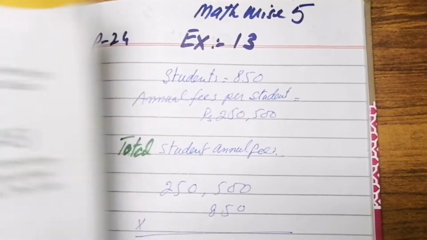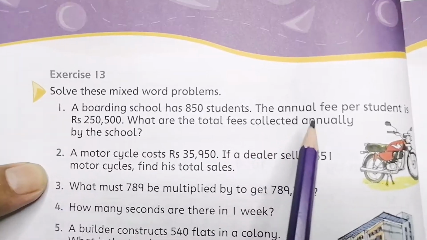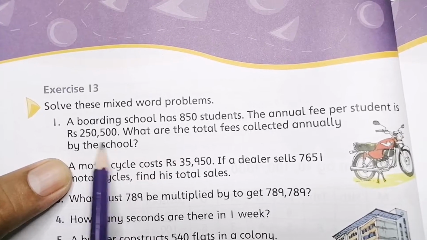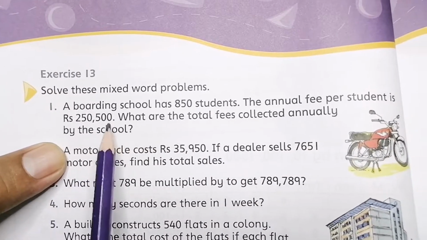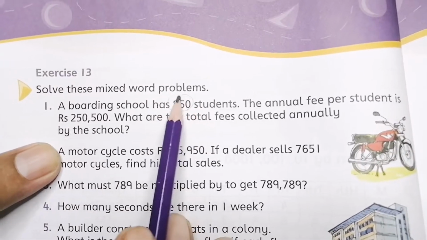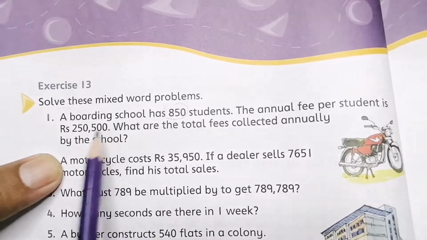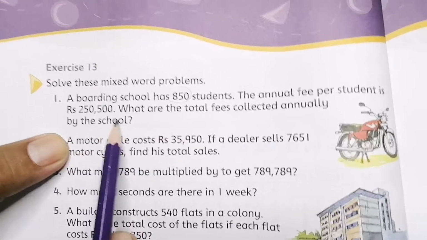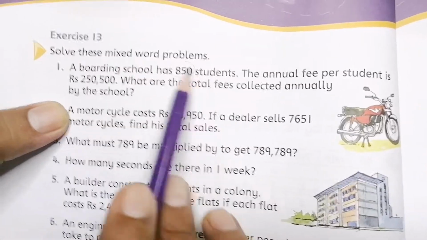So number 1 word problem is that a boarding school has 850 students. The annual fee per student is 250,500. What are the total fees collected annually by the school? So this is per student. The total number of students is 850, and the annual fee for one student is 250,500 rupees. So we have to see what is the total amount collected from 850 students, right?